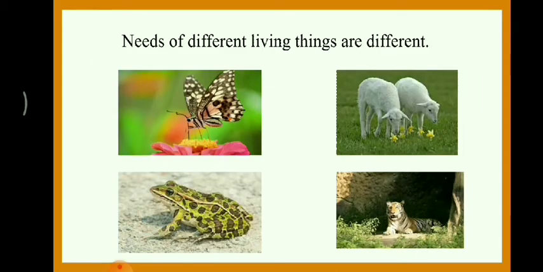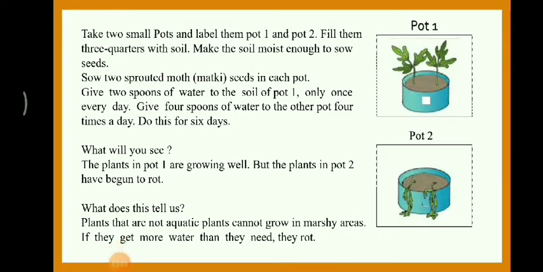Let us see how needs of different living things are different. We have taken two examples here. Butterflies feed on the nectar of flowers. Can a frog do the same? No. A sheep eats the leaves of shrubs. Can a tiger do the same? No. Let's do an activity here.